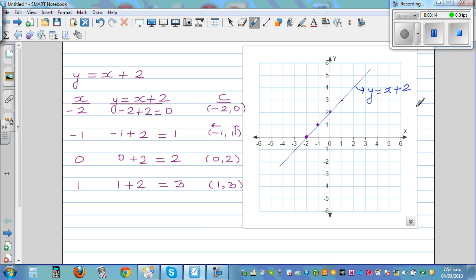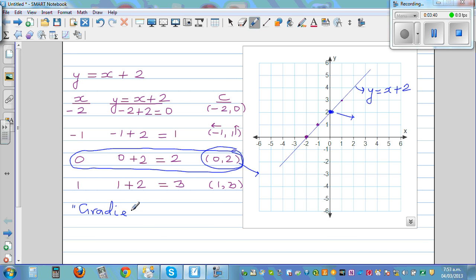The most important point is this point. This point is called the y-intercept. So we are using the method called the gradient-intercept method. We can graph the equation of a straight line using this method. So first the gradient and then the intercept. This is called the y-intercept, where the graph is cutting the y-axis, and that's why it's called the y-intercept.